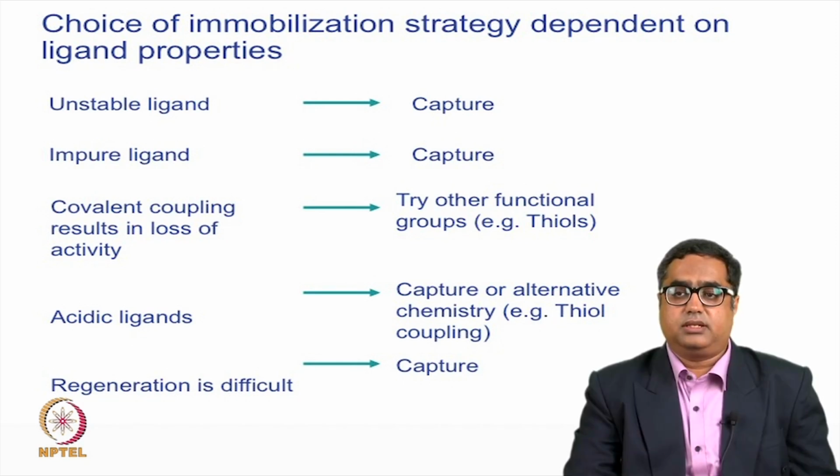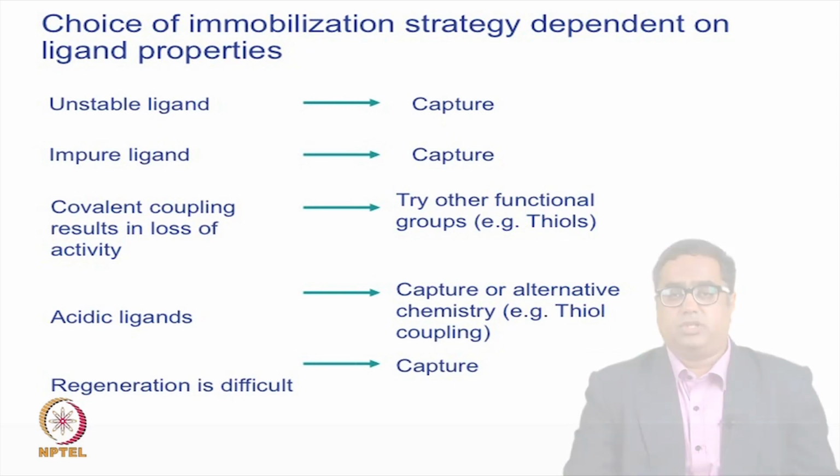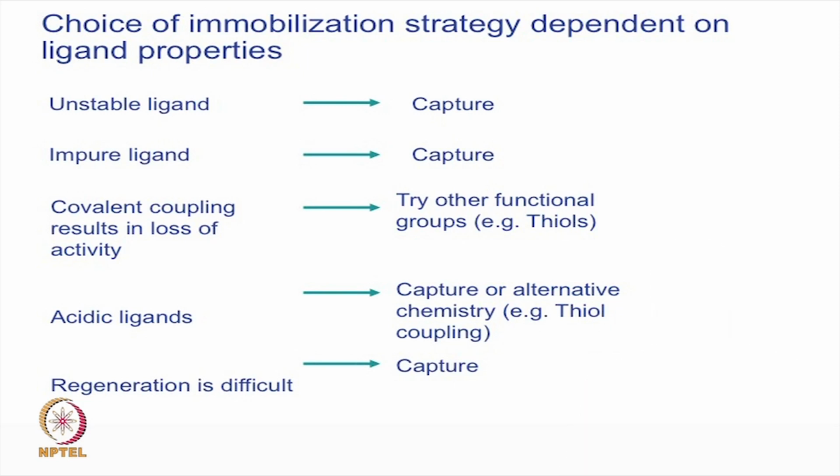Sometimes for some ligands the pI is very close to the acidic range, like 2 or 3, and those kinds of molecules we will still prefer to go for a capture process. Sometimes for some molecules the regeneration is very difficult, and in that case also we go for a capture process. This way we distinguish between which molecules can be captured and which molecules can be covalently coupled.